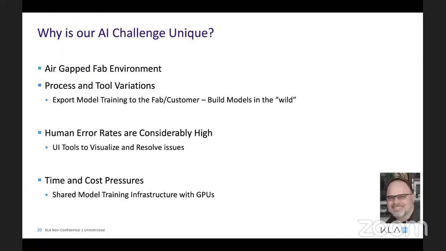And then these models are shared across tools and are used to do the detection and classification process in an automated way, so that it's done at the rate that the data is coming out of the tool with very little user involvement necessary.